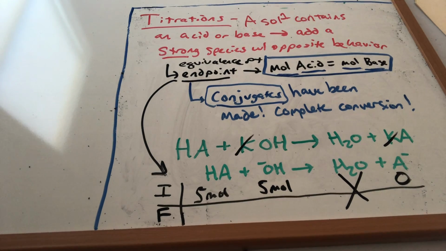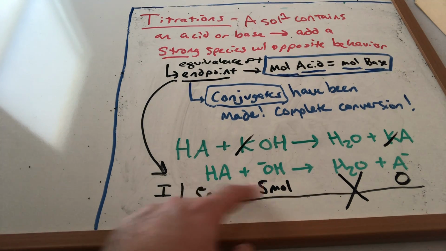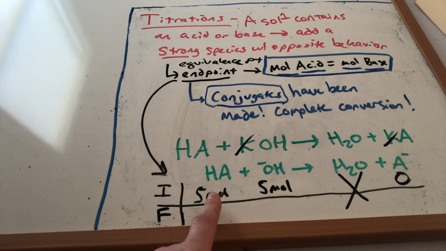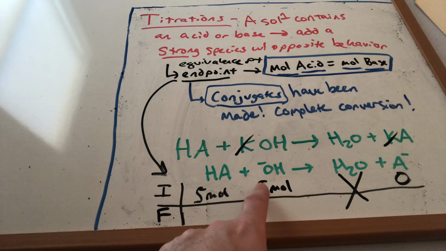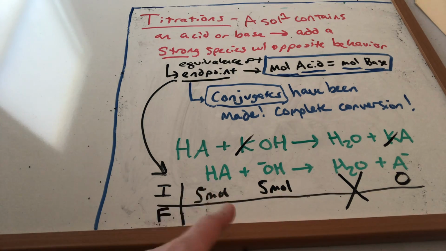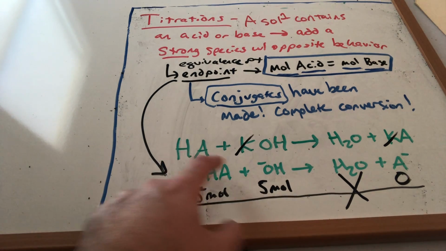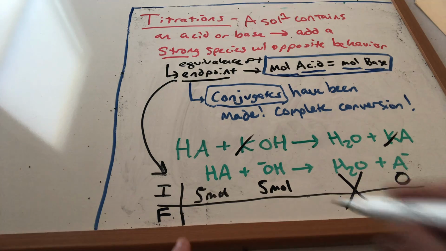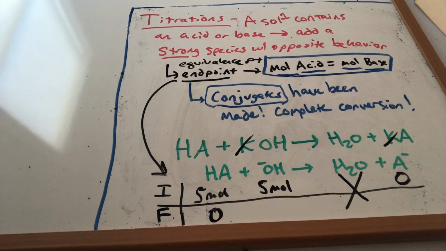And we have 0 A minus to start. ICE tables are a lot easier than they seem, because you just kind of look and you make sense of it. Well, if I started with 5 moles of HA and I react in 5 moles of OH minus, how much HA is going to be left? There's a 1-to-1 relationship here, so there's going to be no moles of HA left. That's the whole point of an endpoint.